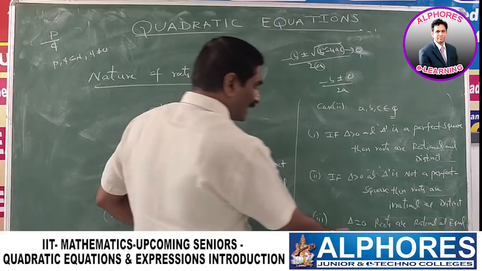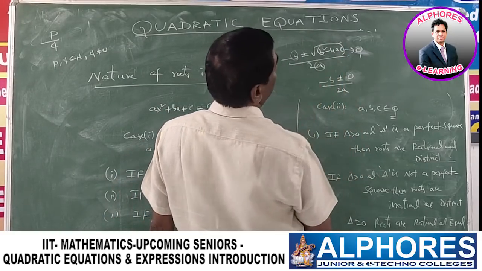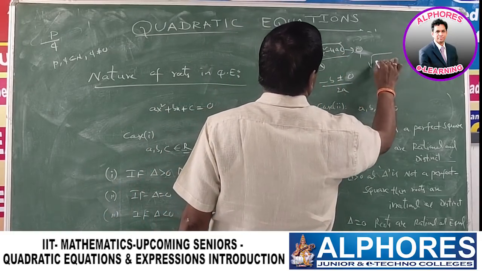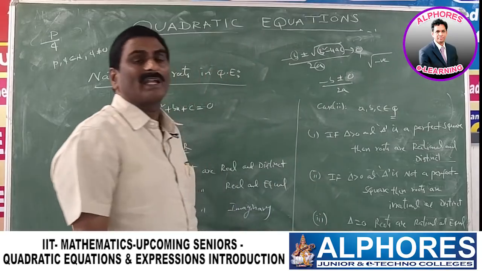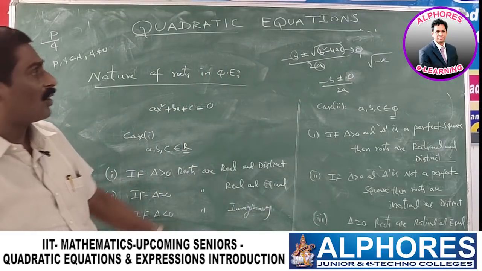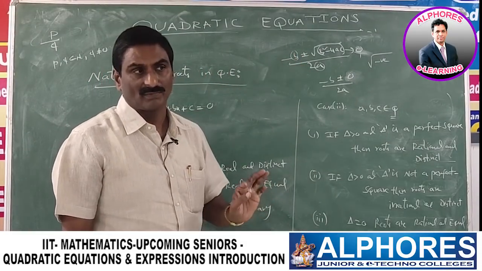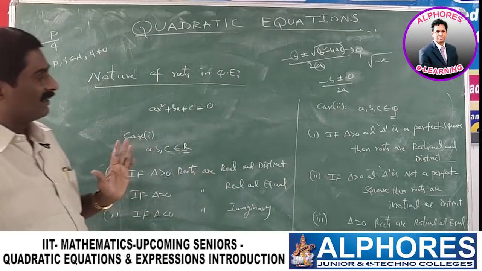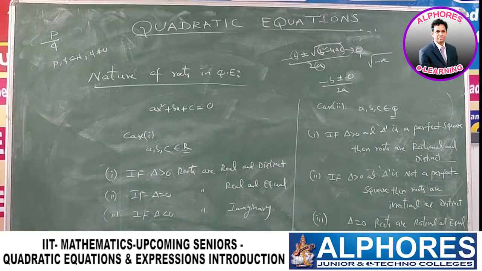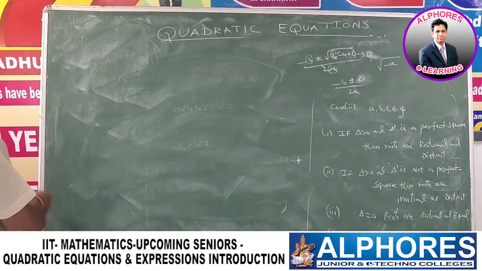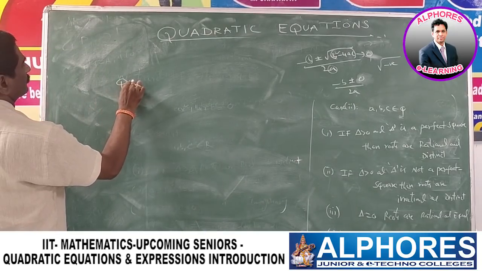Suppose delta less than 0, then the roots are imaginary. That means root of some negative number. Square root of a negative real number is imaginary. So we get roots are imaginary. These are the nature of the roots. Next, we discuss about the quadratic identity.